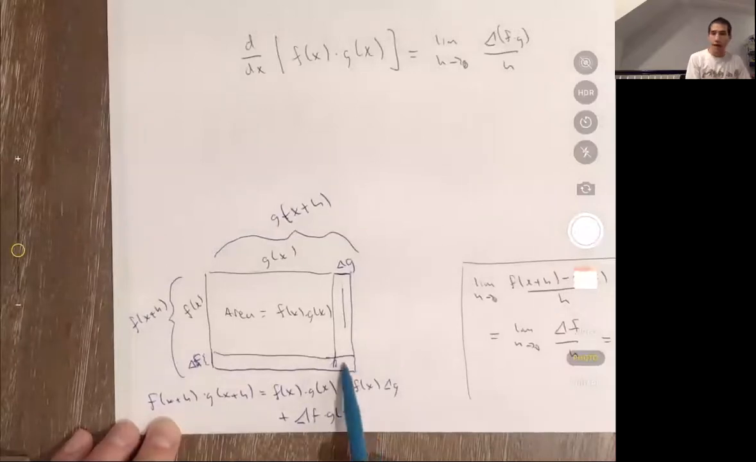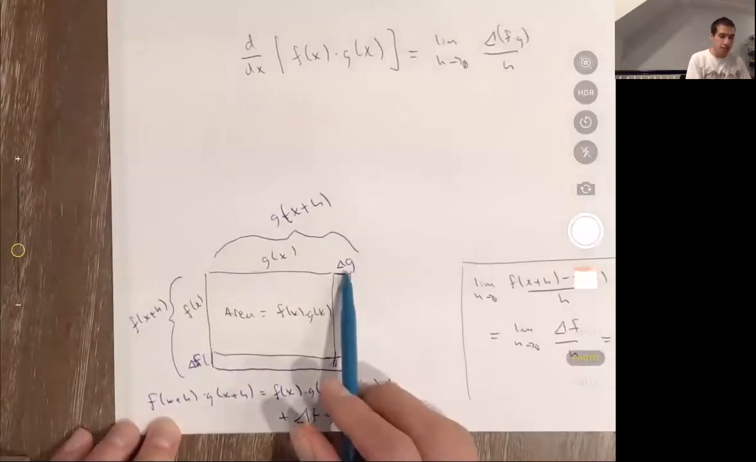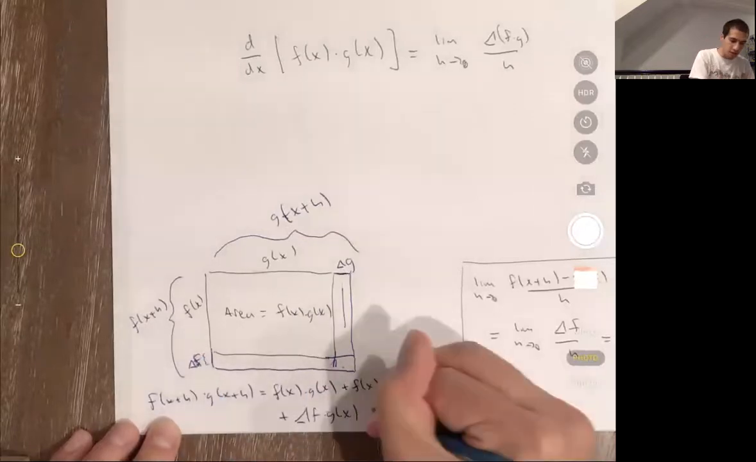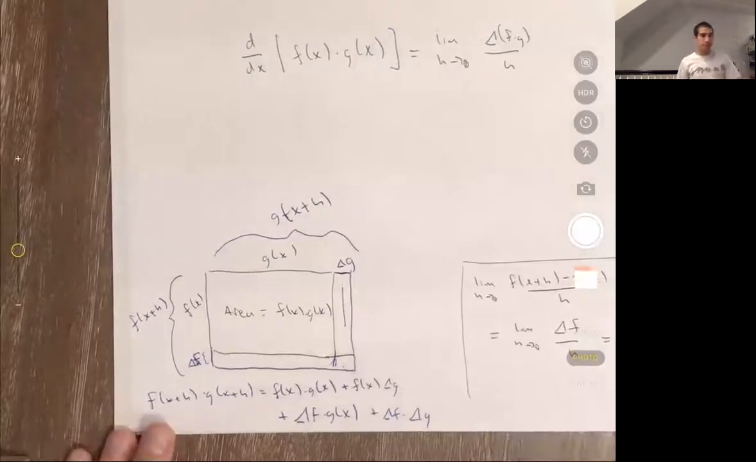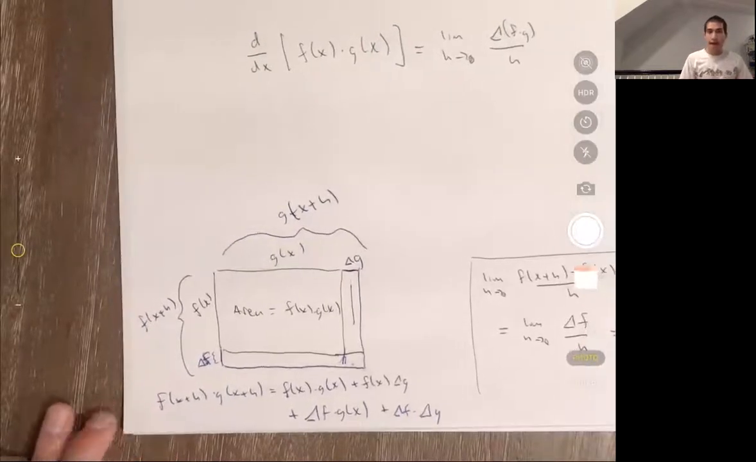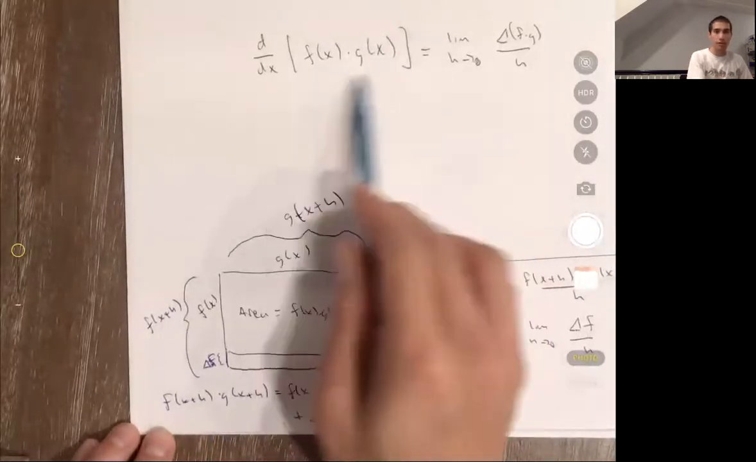And now this small rectangle has base delta g and height delta f. So this is plus delta f times delta g. And now I can use this to compute my derivative, right? So how do I compute the derivative of this?